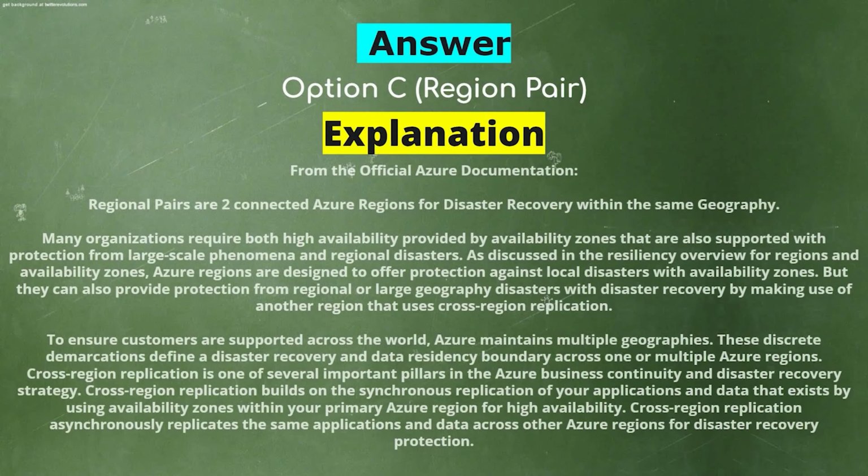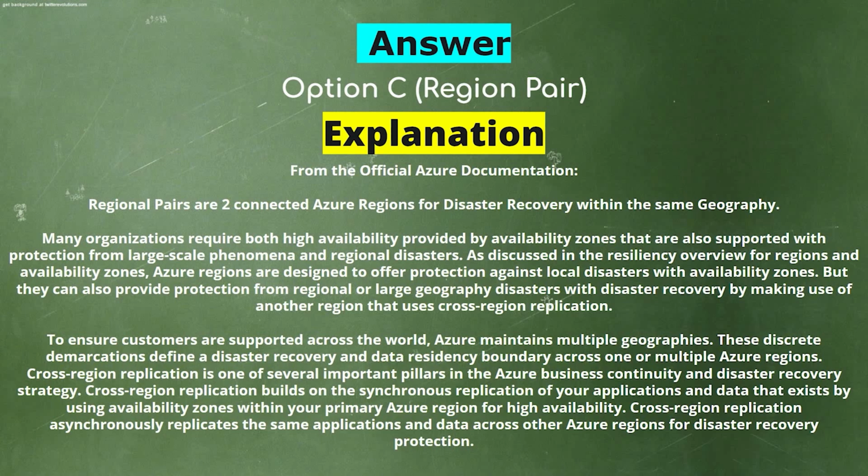Explanation. From the official Azure documentation, regional pairs are two connected Azure regions for disaster recovery within the same geography. Many organizations require both high availability provided by availability zones that are also supported with protection from large-scale phenomena and regional disasters. As discussed in the resiliency overview, for regions and availability zones, Azure regions are designed to offer protection against local disaster with availability zones. But they can also provide protection from regional or large geography disaster with disaster recovery by making use of another region that uses cross-region replication.